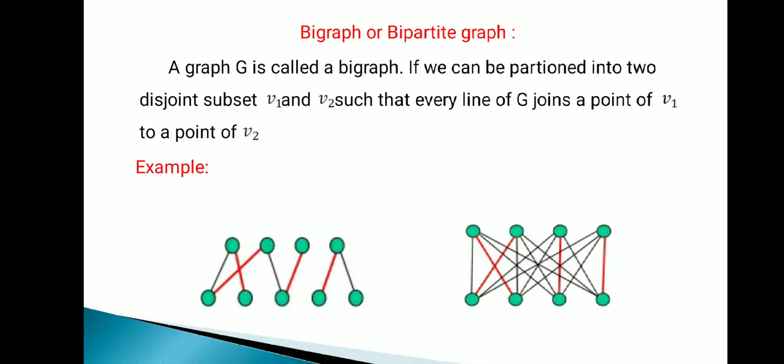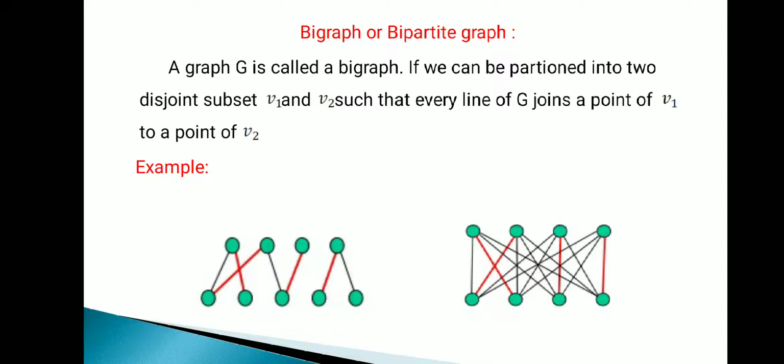A graph G is called a bipartite graph if it can be partitioned into two disjoint subsets V1 and V2, such that every line of G joins a point of V1 to a point of V2. We consider the following two figures.